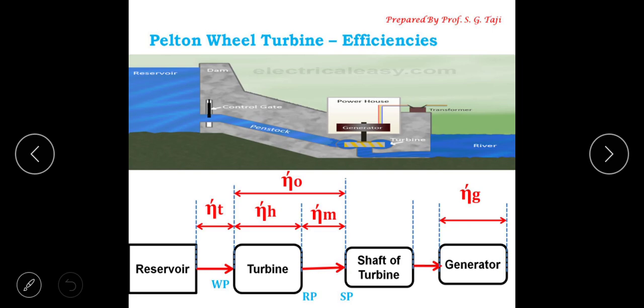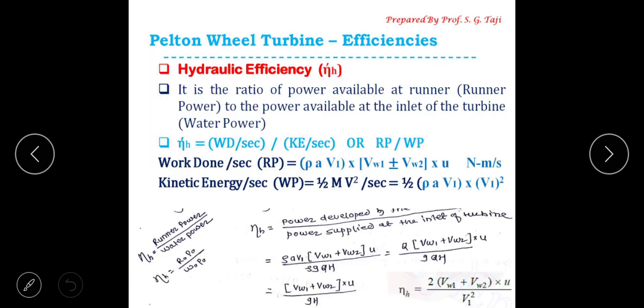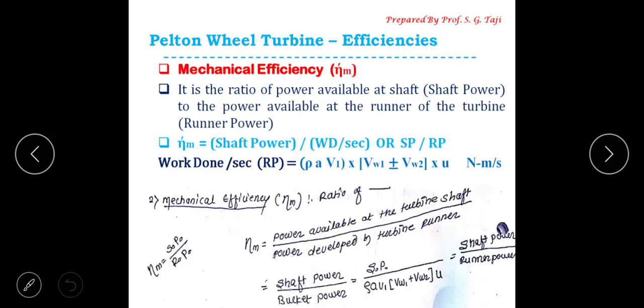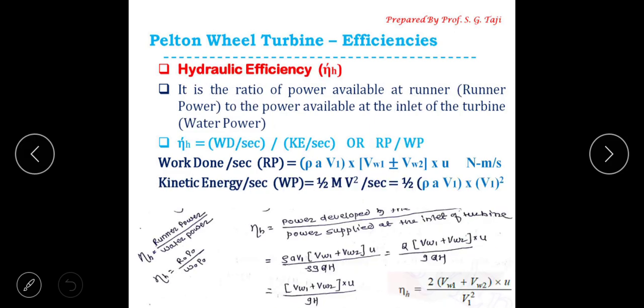Pelton wheel turbine efficiencies. The different efficiencies that we can measure are hydraulic efficiency, mechanical efficiency, then overall efficiency and volumetric efficiency. These are the 4 types of efficiencies we can find out. Hydraulic efficiency is the ratio of power available at runner to the power available at the inlet of the turbine, that is water power.